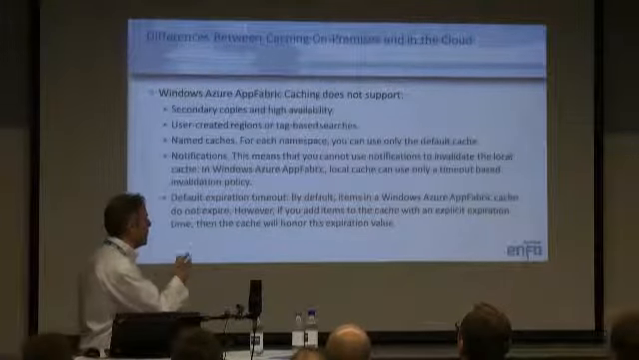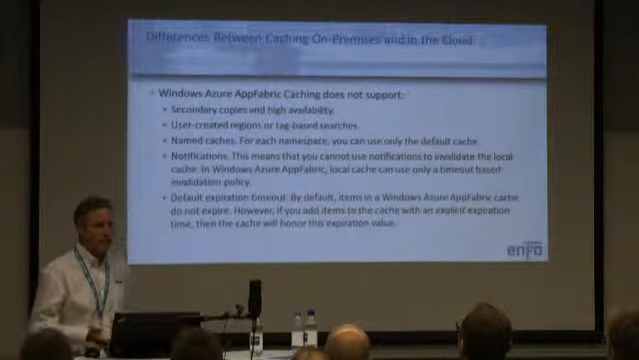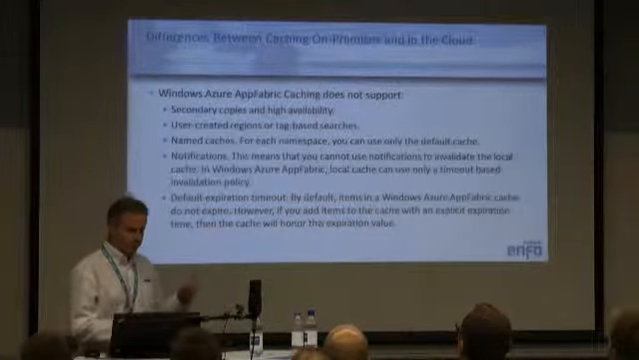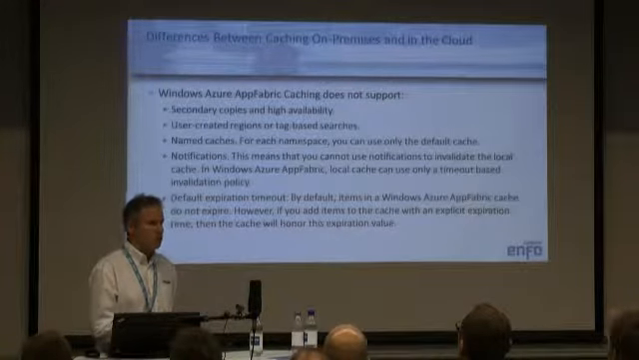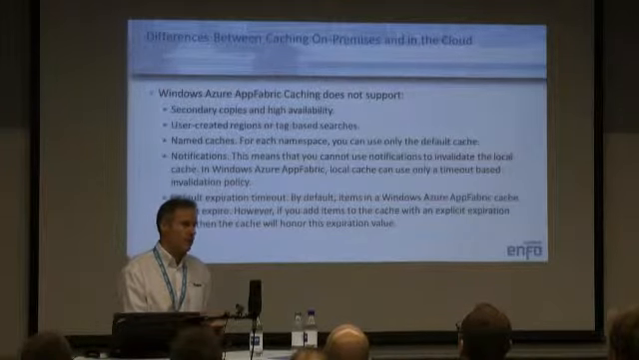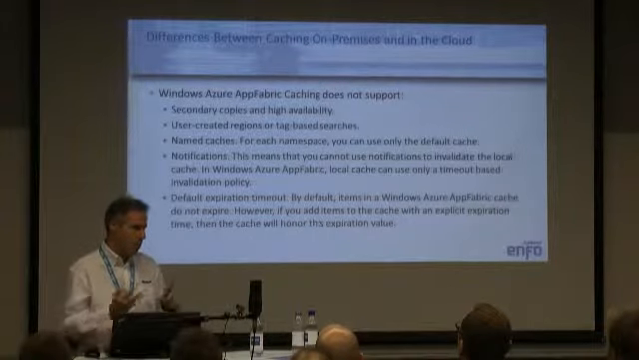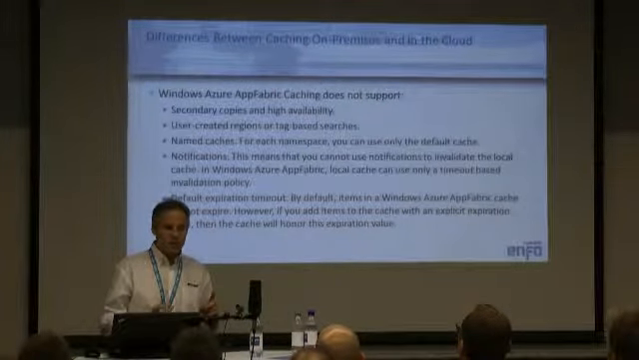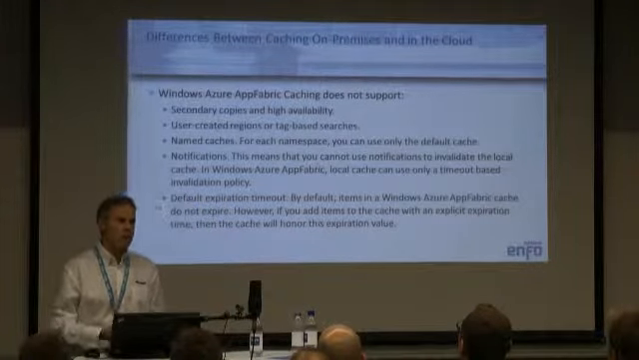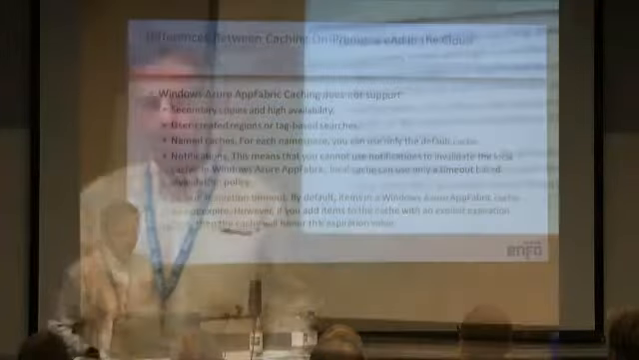The on-premises and cloud versions of caching are based on the same bits. There are some differences between the two. On the on-premises version, we provide the possibility to configure secondary copies for high availability. This feature is not available at the moment in the cloud. It will be in the future. You cannot create named caches. You cannot create regions. So at the moment, in Azure, you can just create and use the default cache.